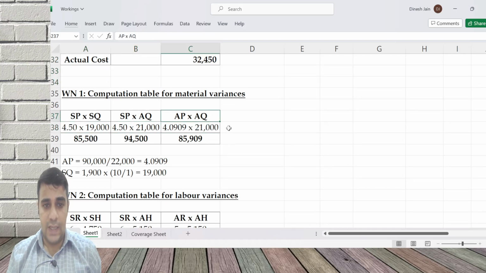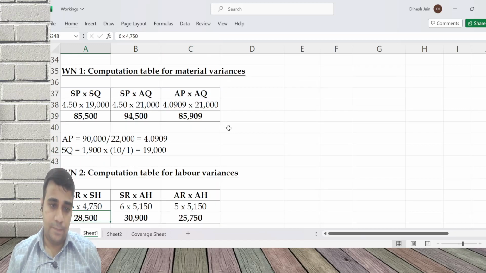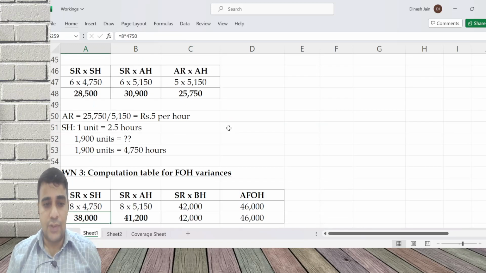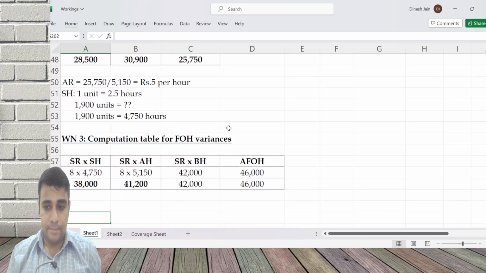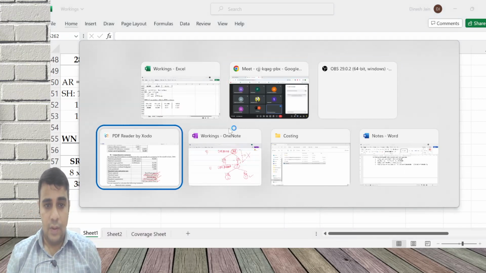Only part was this: AQ is quantity consumed, not quantity purchased. So some of you could have taken 22,000, which is wrong. 21,000, and AP needs to be calculated, 90,000 by 22,000. We had to do the calculation. Otherwise, almost everything is readily given. Assume you're done.